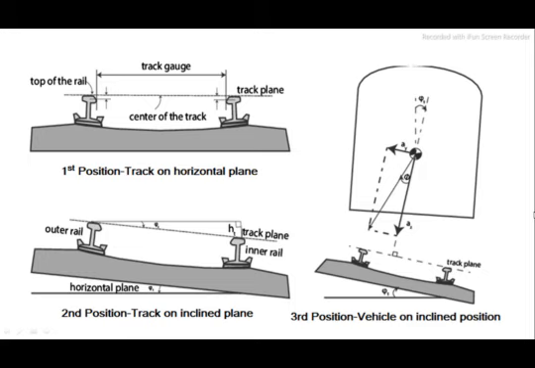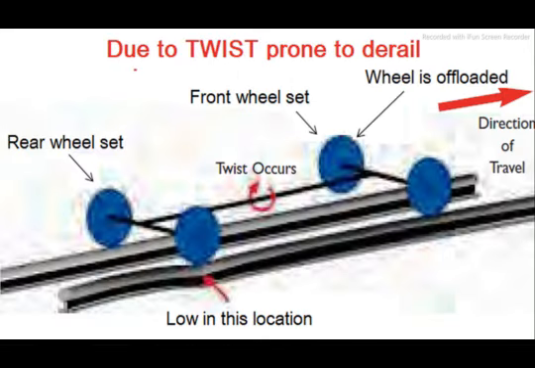Today our topic is Railway Curves Part 17: Twist and Transition Curves. This Part 17 video explains the twist parameter, why twist is introduced on transition curves, what the advantages are of introducing a twist on transition curves, and what the repercussions are without a twist on transition curves.